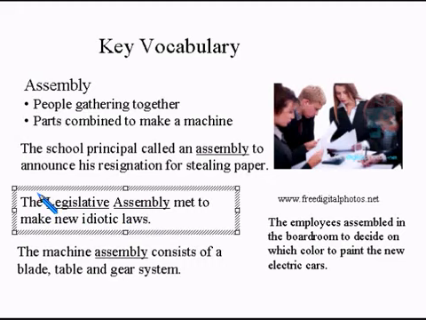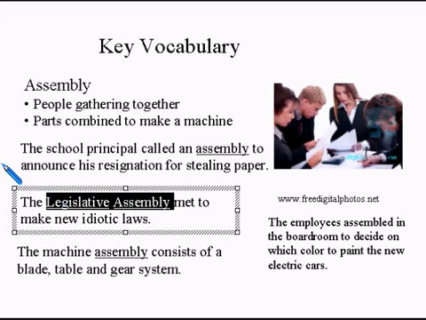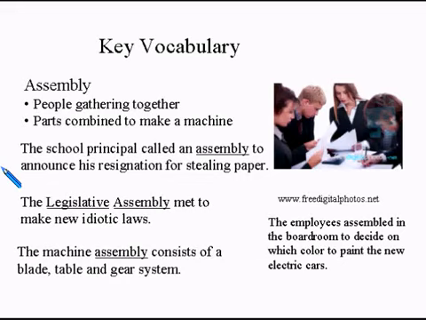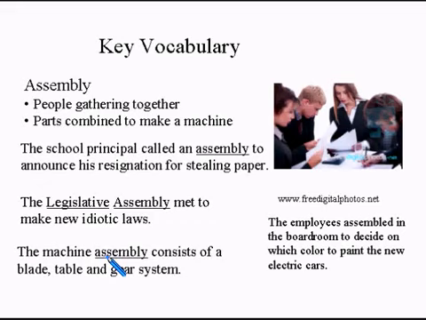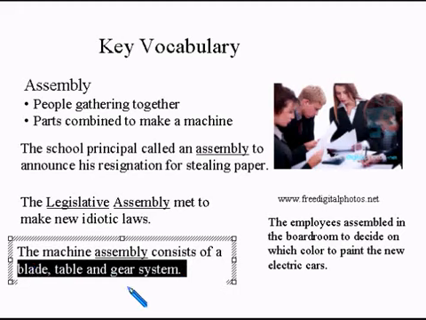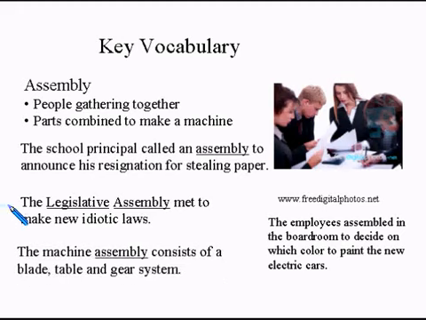Now, Legislative Assembly is like a technical term for the government that makes laws in Canada, I think. Anyway, the machine assembly consists of a blade, table, and gear system. Now this is what I know about. I know about these machines. Okay, machines are awesome. They consist of various parts such as blade, table, gear system, oil, wires. All that is assembly. Okay, let's do the next slide.